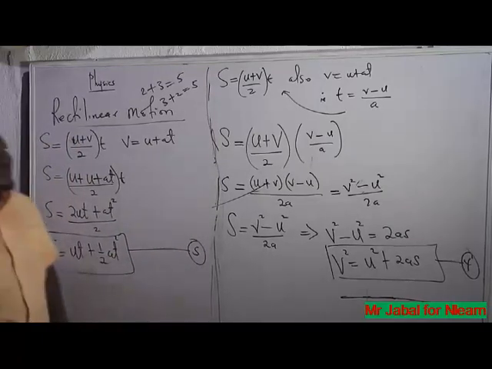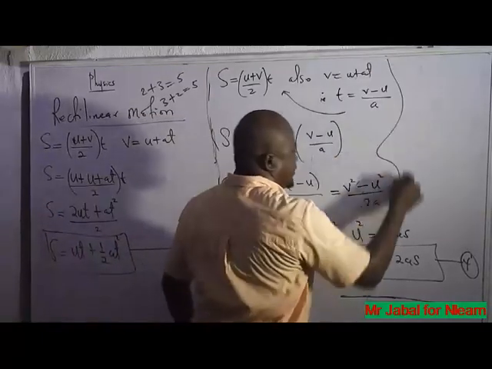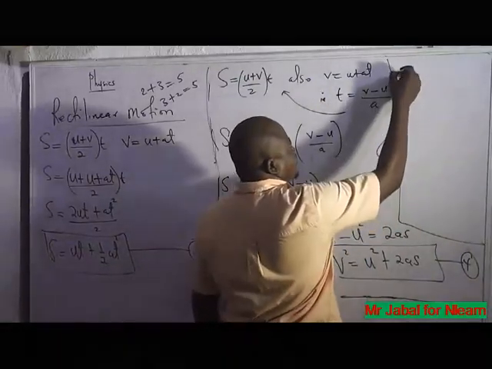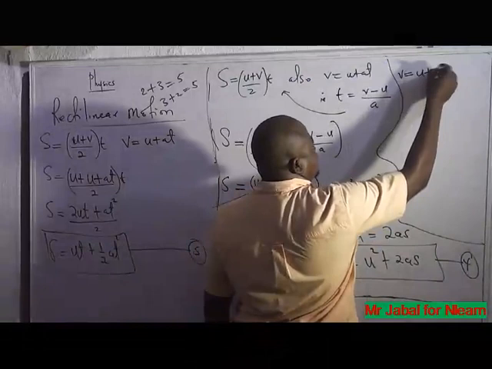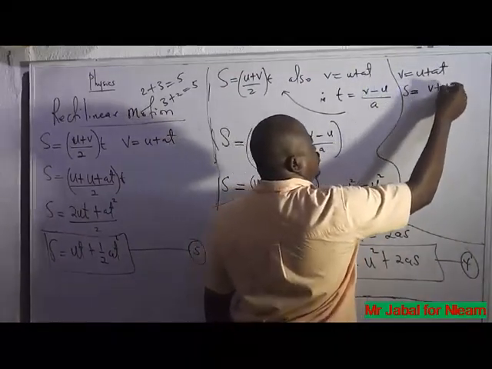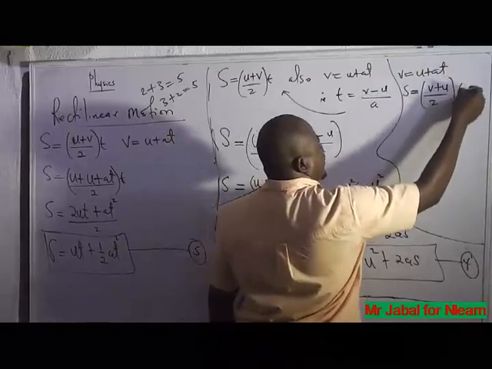Good. Now, let's remind ourselves of this again. Put it at the box point. You take this at box point. The first one is V is U plus AT. Second is S is V plus U over 2 into bracket T.